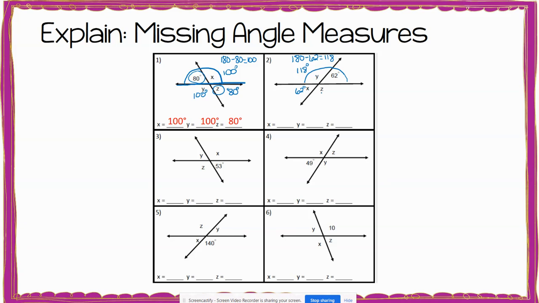Since Y is vertical to Z, Z is congruent, so it is also equal to 118. So for this problem, X is 62 degrees, Y is 118 degrees, and Z is also 118 degrees. Now I want you to try 3 through 6.